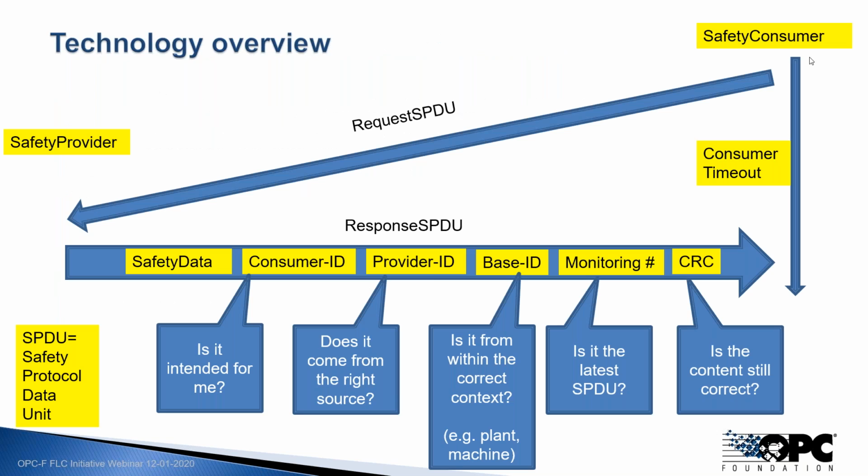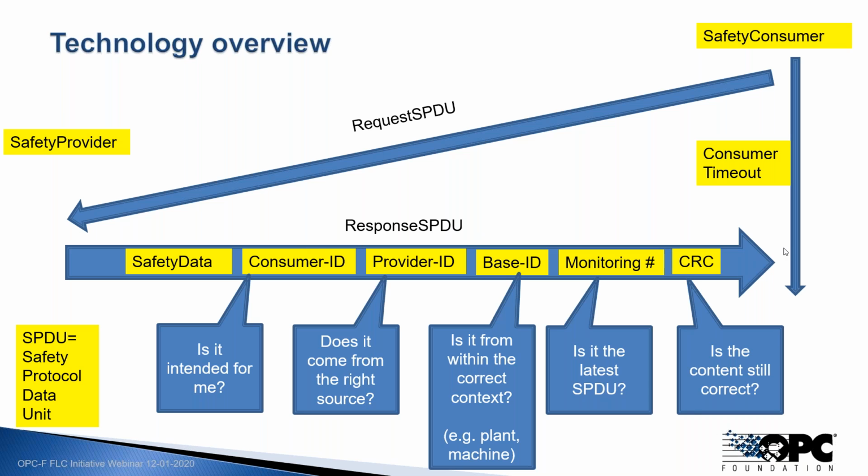To explain a little bit how it works, I have tried to put the essence of OPC UA safety on a single slide. What you can see here is the so-called safety provider at the left-hand side and the safety consumer on the right-hand side. This is a sketch of a sequence diagram, as you can see here. And what you can see is this kind of ping-pong requests. The safety consumer at first sends a request SPDU, so safety protocol data unit, to the safety provider, and then the provider replies with the response SPDU.